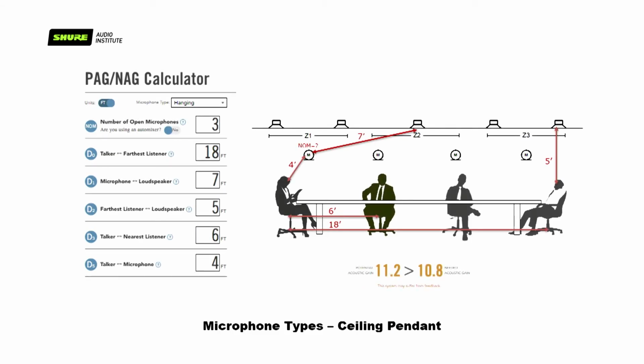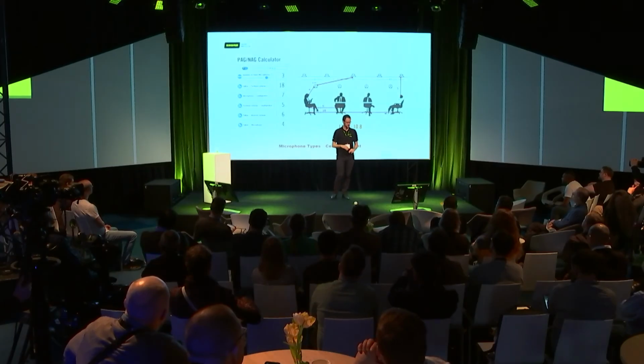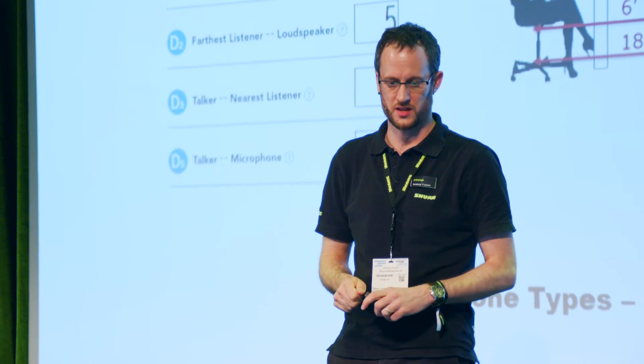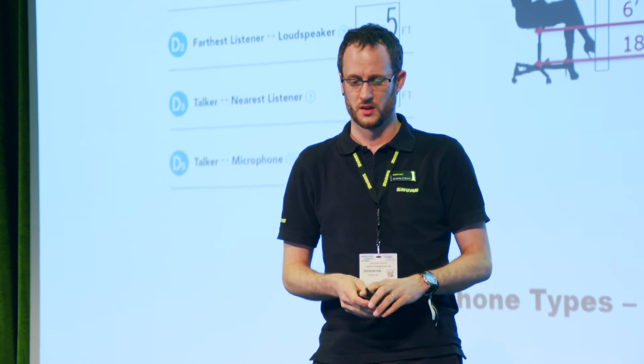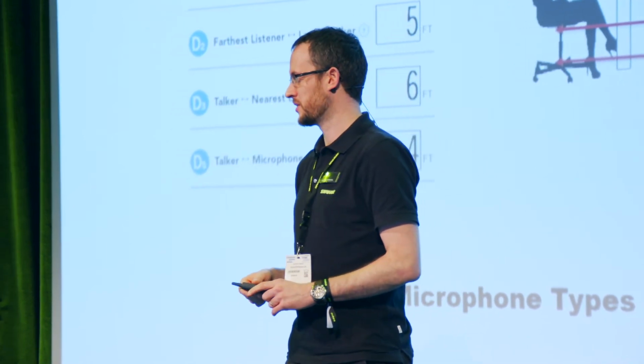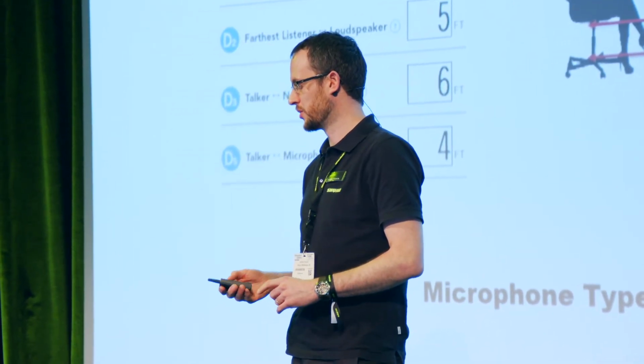So what about a ceiling pendant type microphone? This is like a hanging gooseneck microphone, so this is the same except we've dropped the level of the microphone closer to the talker, which has bought us, again, some precious decibels. So in this scenario, zone 2 can be lifted to 11.2, which is only 0.4 of a dB above the feedback critical point. Again, if we move that to zone 3, okay, we don't have a zone 3.